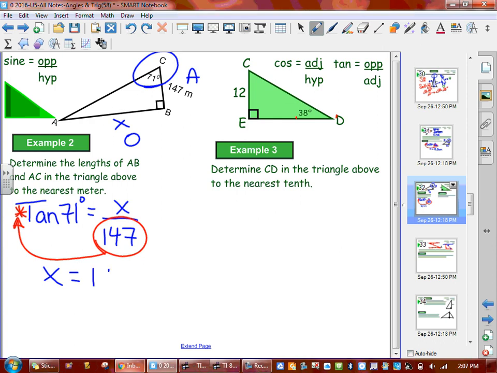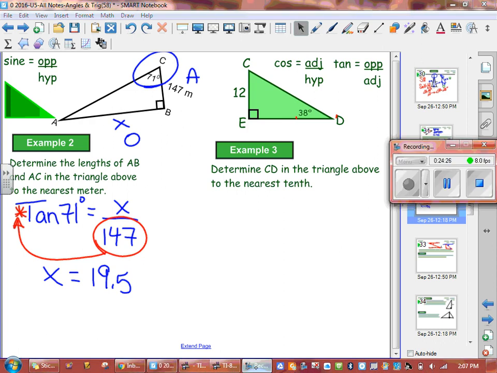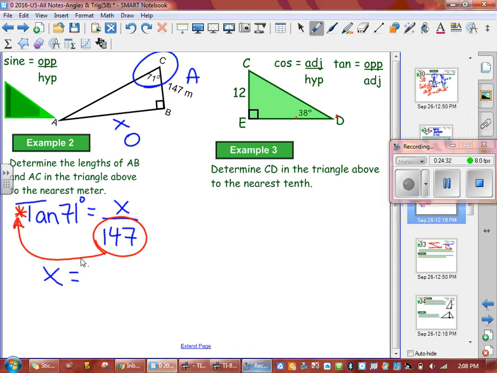Oh, pardon me. That was the answer for the next question. Okay, so we got the right question going on here. The answer is 426.9. To the nearest whole number would be 427 meters. Let's take a look at the next one.